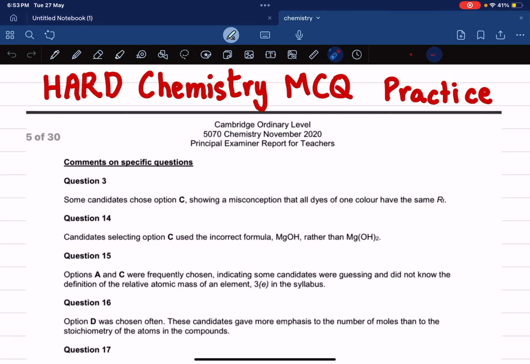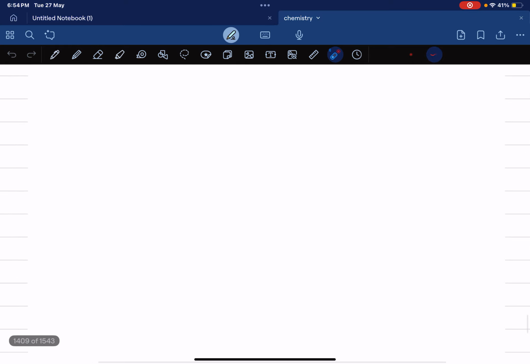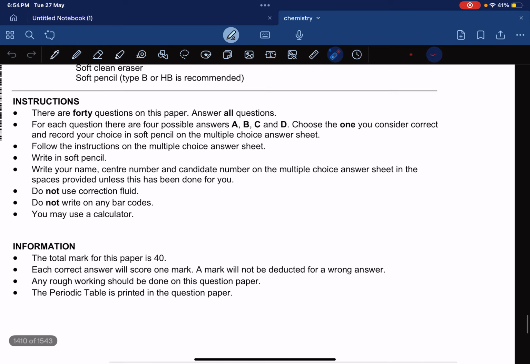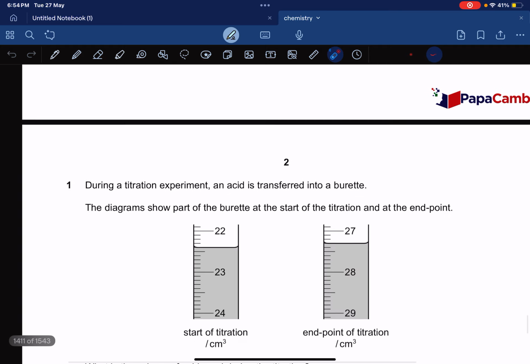So, hi, today we are going to be solving some hard chemistry MCQs for our practice. They're taken from November 2020, and I've taken these MCQs from the examiner reports. These were the specific questions the examiners gave comments on, and these were the questions found challenging by the candidates. So let's solve all these questions from this paper. That's going to be a really good practice, and that's paper 12 for November 2020.